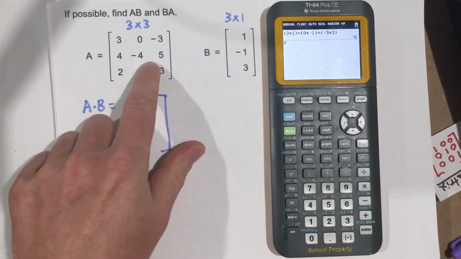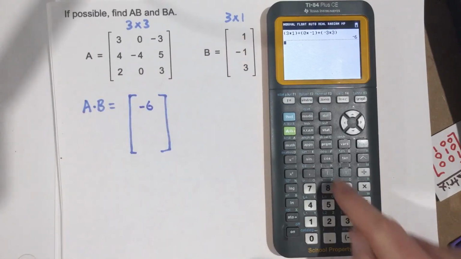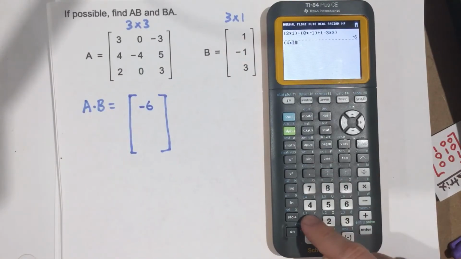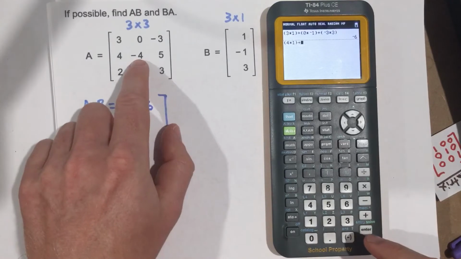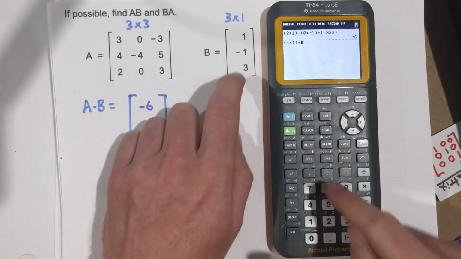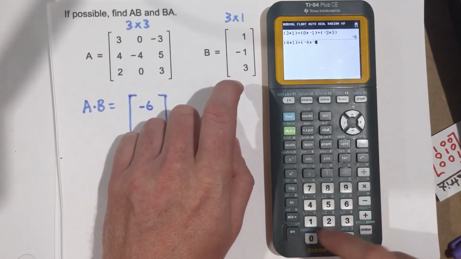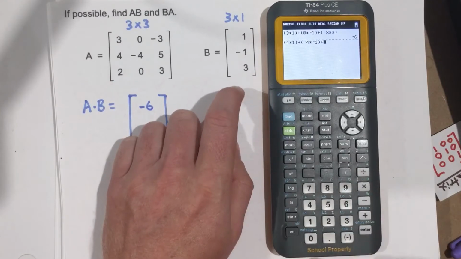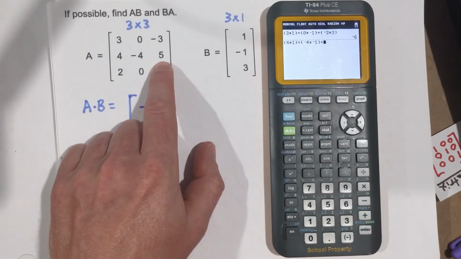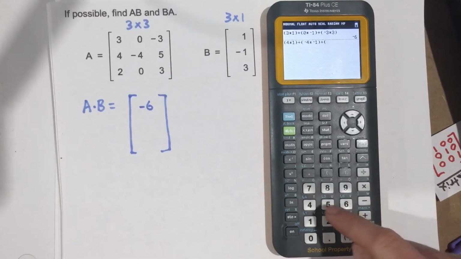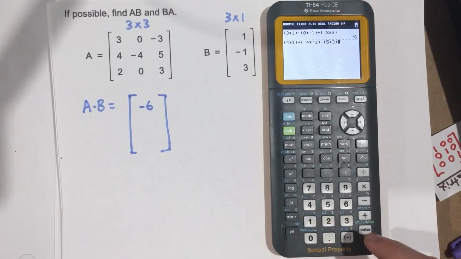And then we're going to do the second row times that column. So we're going to do 4 times 1 plus negative 4 times negative 1 plus 5 times 3. That's 23.